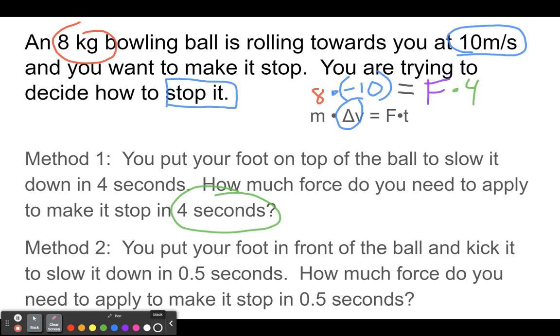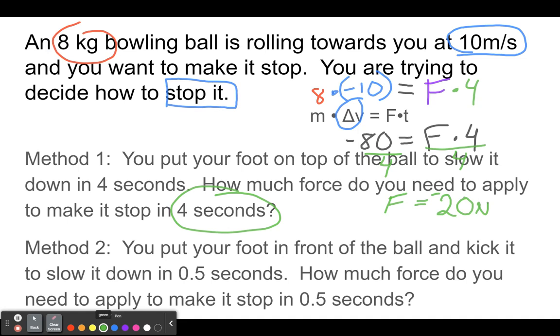All right, so if I write this out, 8 times negative 10 is negative 80, and that's going to be equal to force times 4. Because it's force times 4, I do the opposite. I'm going to divide both sides by 4, and I get an answer of my force is equal to negative 20 newtons. Cool. All right, so then let's do the same thing again.